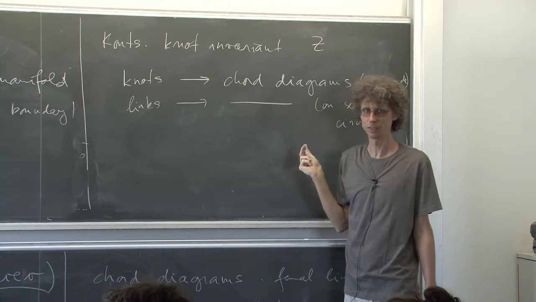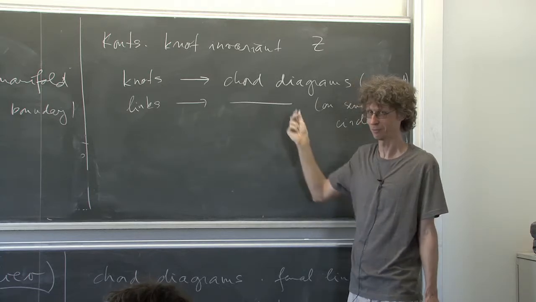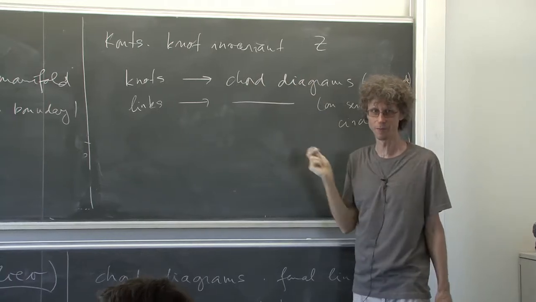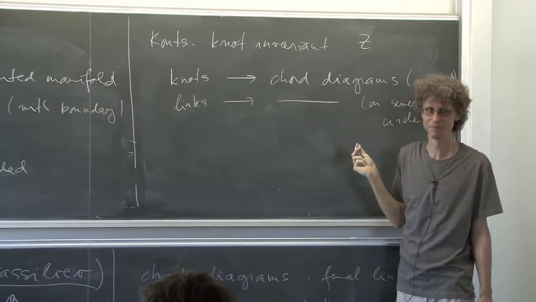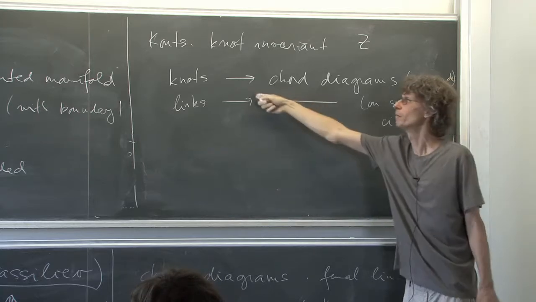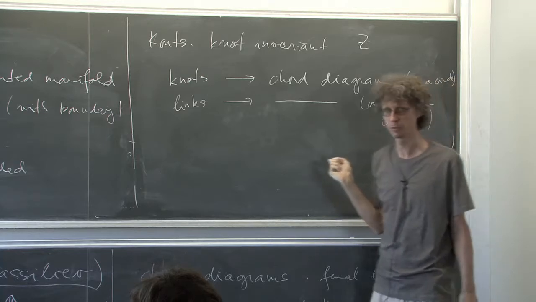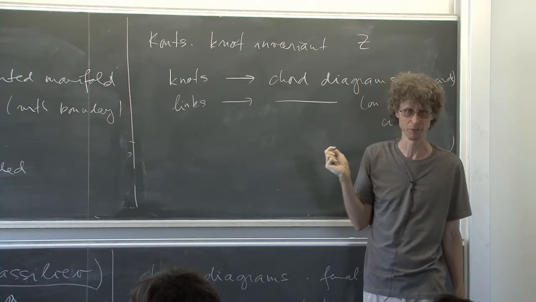Then if you want to get some numbers, you actually need to define some way to get from these to numbers. But this invariant is universal in some class, and I will probably explain what that means after a break.